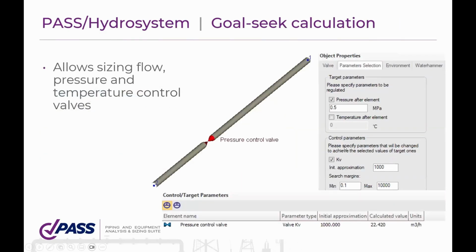In HYDROSYSTEM, we have a special goal-seek analysis calculation. This is for sizing some flow control devices, pressure control devices. So if you need to calculate, for instance, a pressure control valve or flow control valve, you simply set that I want to get here a pressure of this value, what kV of this valve should I have? And HYDROSYSTEM automatically performs this analysis for you.